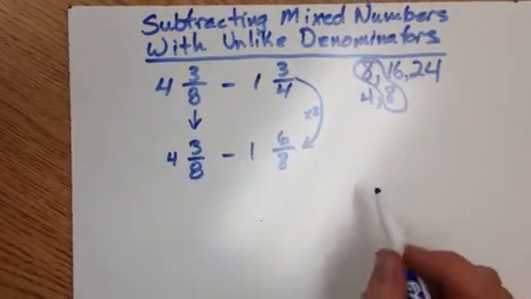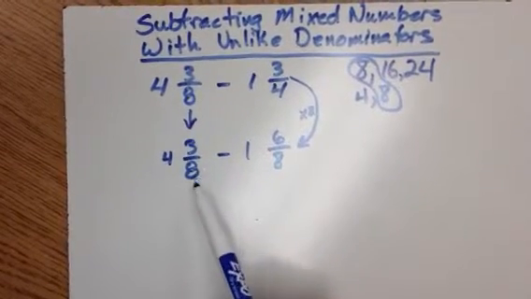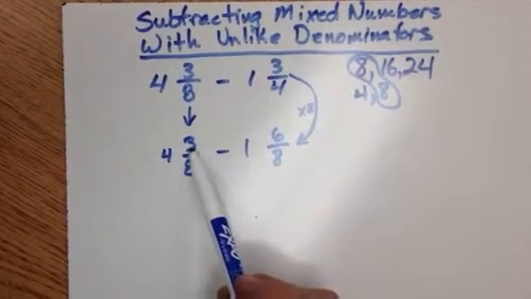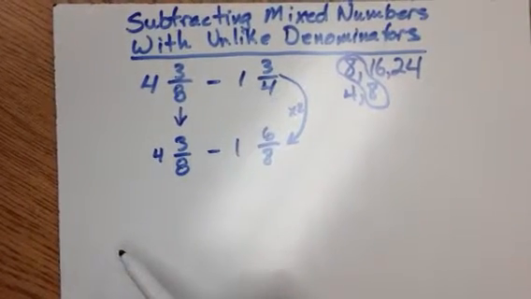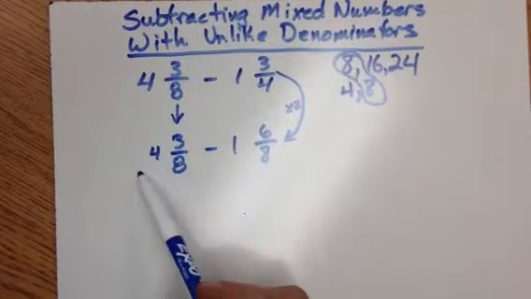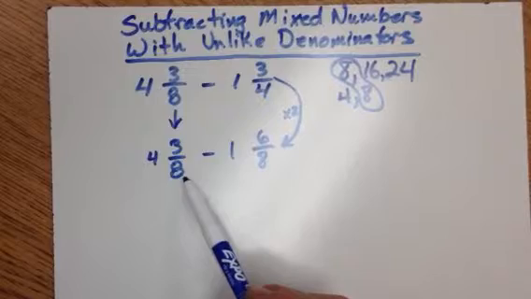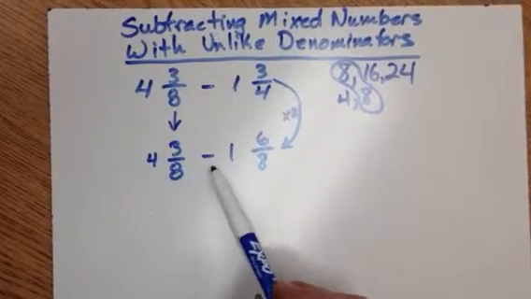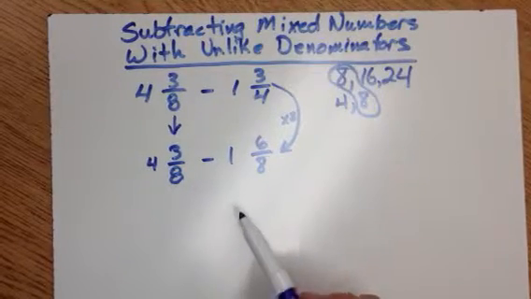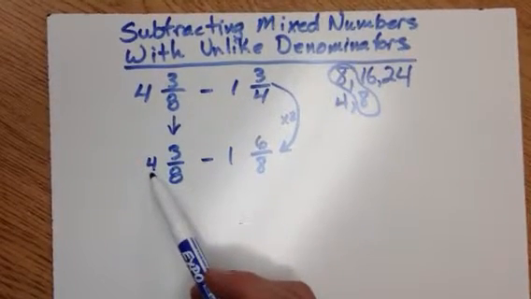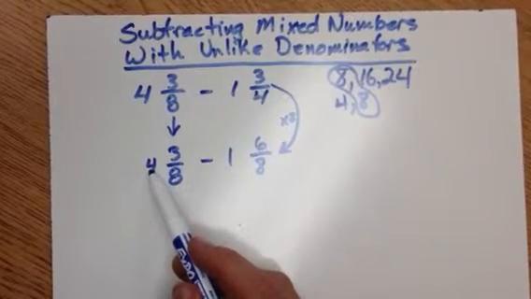Okay, so now regularly we'd be ready to subtract. We have one little problem here, and that is that the numerator on this side is smaller than the numerator on the other side. It's just a small problem though, because this number is larger than that. 4 3/8 is much larger than 1 6/8. But what we're going to have to do here is borrow from our whole number. Okay, so we're going to borrow one whole.